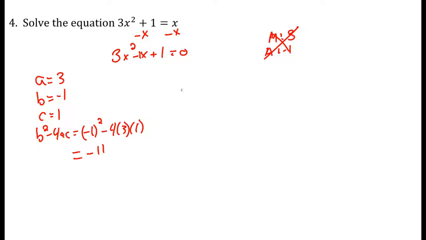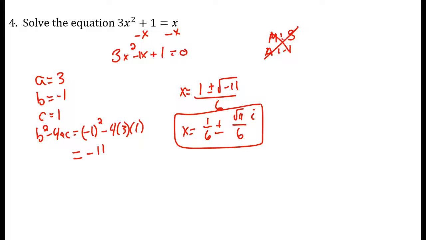My discriminant's negative. X equals negative b, 1, plus or minus the square root of the discriminant, over 2a, over 6. So x equals 1/6 plus or minus radical 11i over 6. Can't do anything with radical 11, so I'm going to leave my answer like that. Is it okay if you wrote i radical 11 over 6? It is, but this is in true a plus bi form.